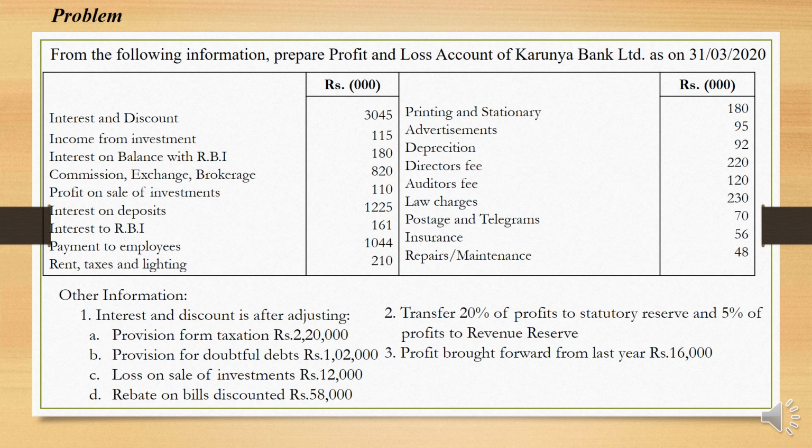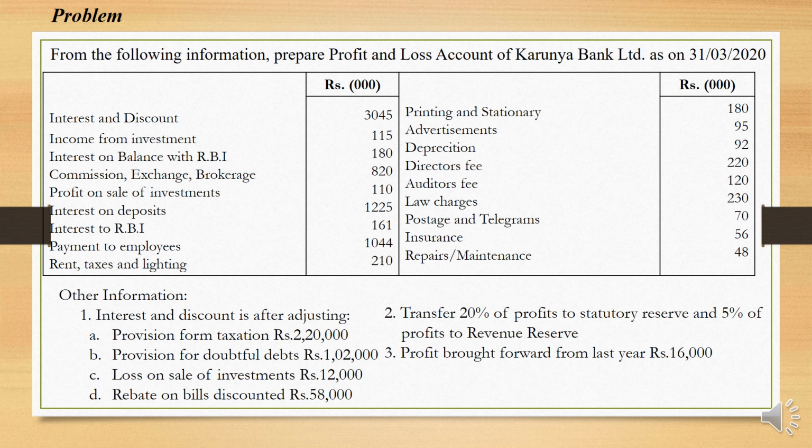Then in addition to that we have additional information. Here the interest and discount given, 30,45,000, is obtained after adjusting all this. So while preparing schedule number 13, we have to add these items so as to get the interest and discount before adjustment. In addition to that, 20% of the current year's profit is to be transferred to statutory reserve, 5% is to be transferred to revenue reserve, and the profit of the last year, given as 16,000, should be added to the current year's profit.